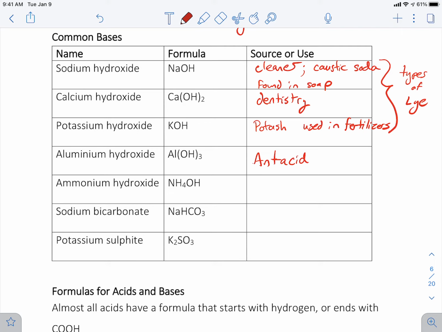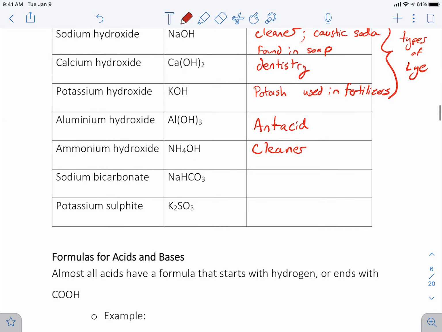Ammonium hydroxide is a very common cleaner that we have. I know I have it in my basement. It has a very distinctive, terrible smell. It sort of burns at your nostrils. So be careful handling that stuff.